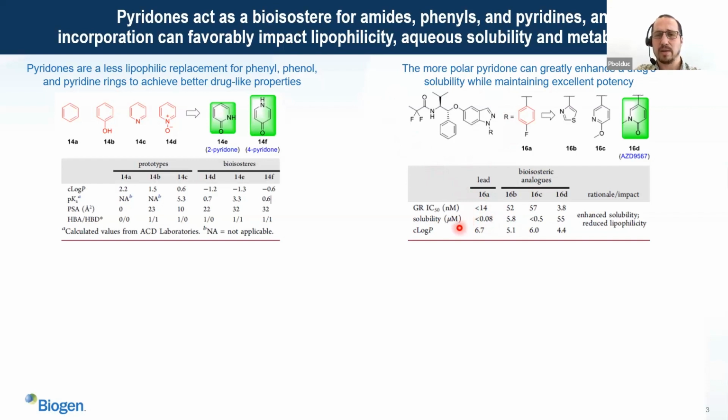And so in this case, what they did is what I think most medicinal chemists would do: go down the bioisostere route and try different cycles. And they found that 16D here, which is bearing this 2-pyridone motif, retained the interesting potency and lowered the cLogP, which, predictively, they found increased the solubility to something that they could manage.